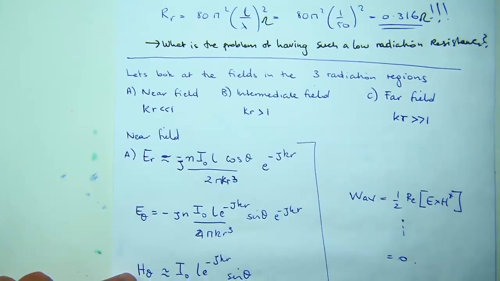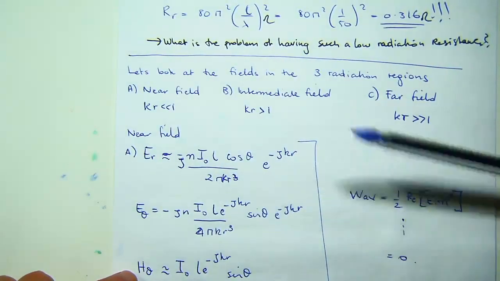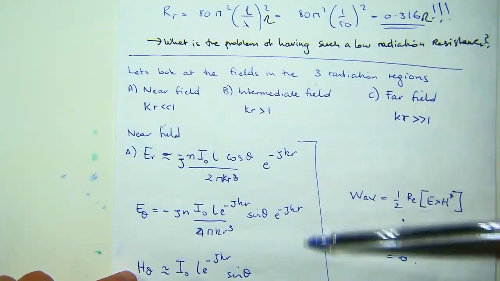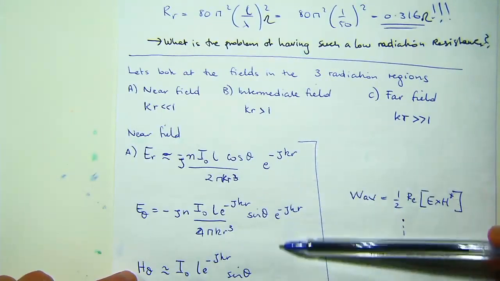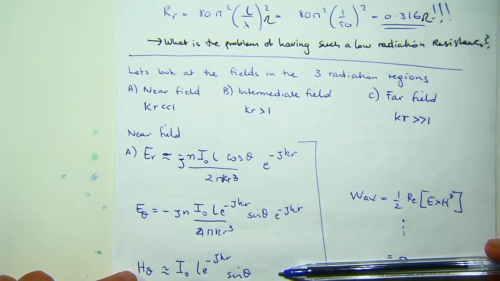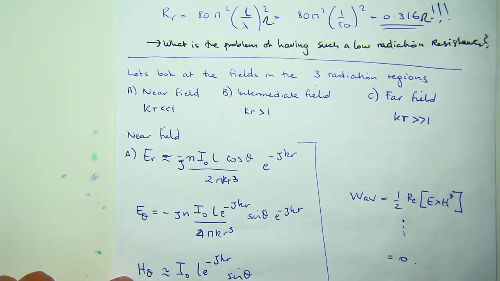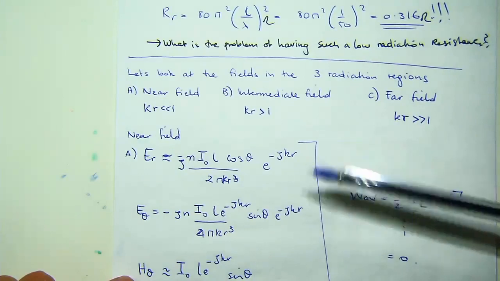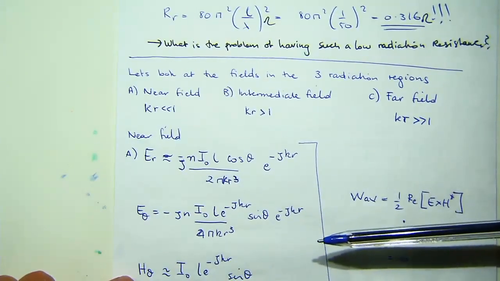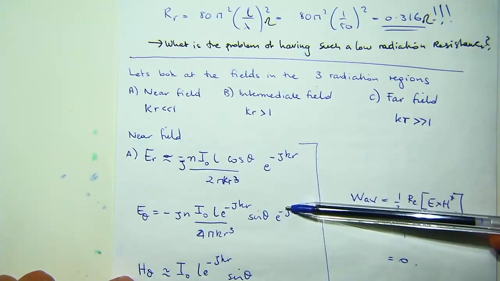Now, there are a couple of points here. The first point is that the fields can become very, very large near the antenna structure itself. Although nobody uses an infinitesimal dipole, it's always very good advice not to go touch an antenna, because the electric field near the surface of the antenna can be quite large.